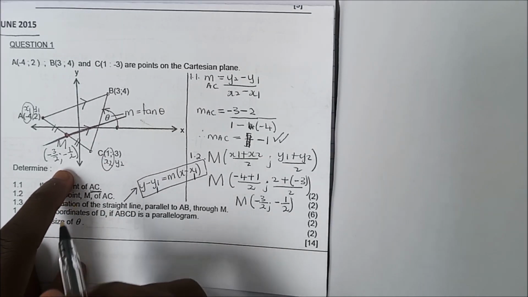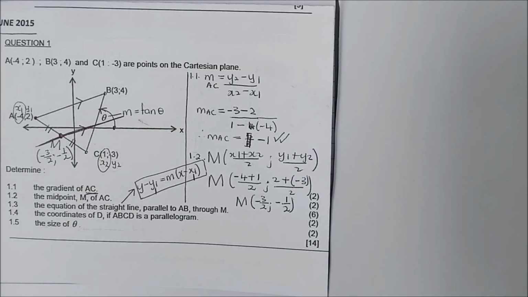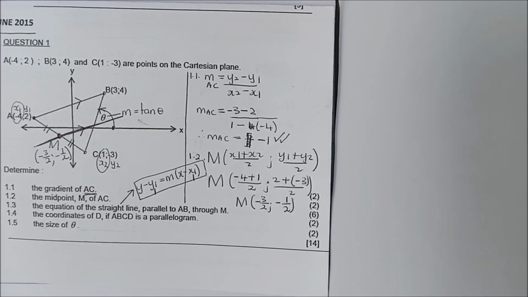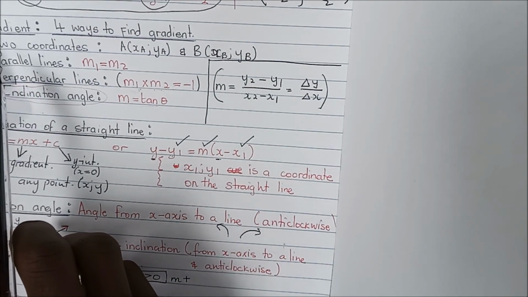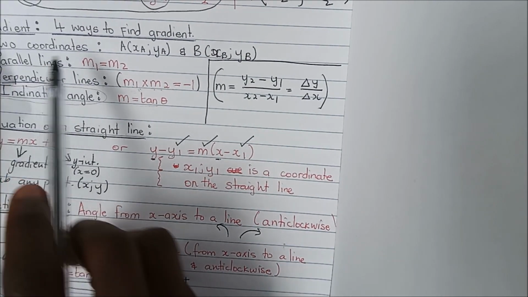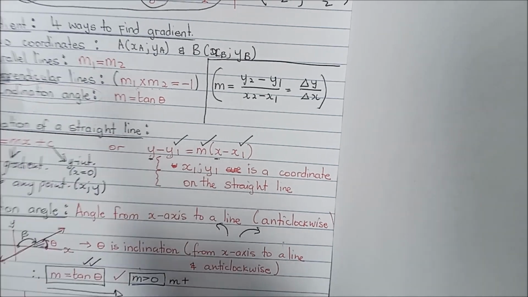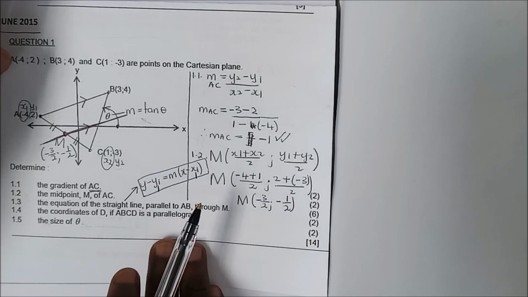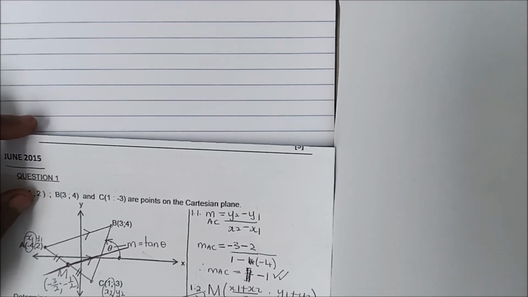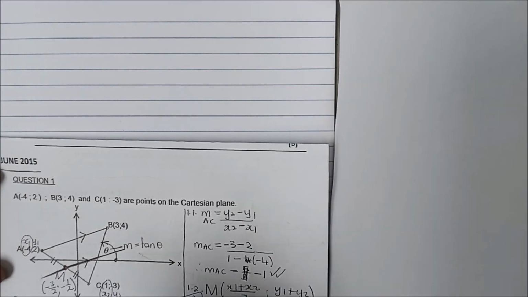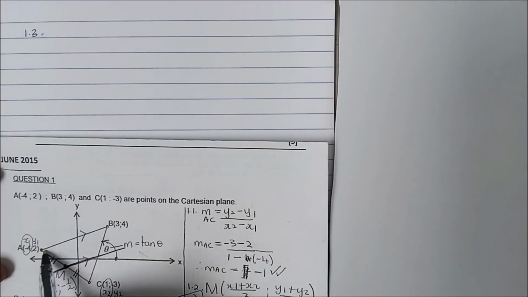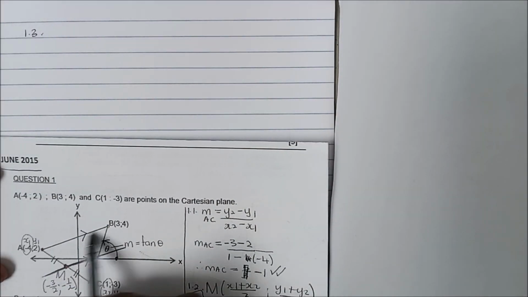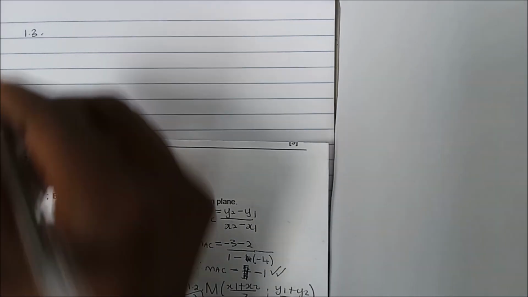So how do you find the gradient? You use what we have learned previously: if two lines are parallel, they have the same gradient. So if you come to the sketch, are you aware that it is possible to find the gradient of AB because you have two coordinates? So we can find the gradient of AB. Let's go ahead and do that.